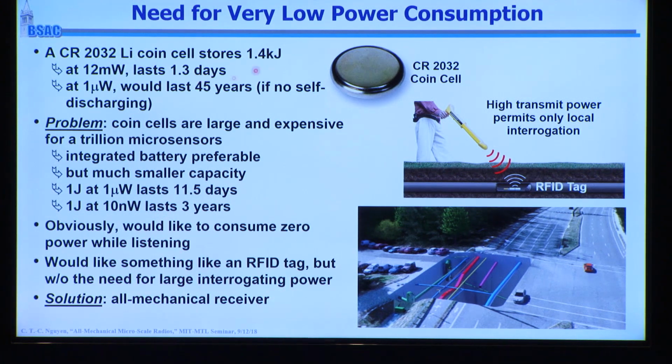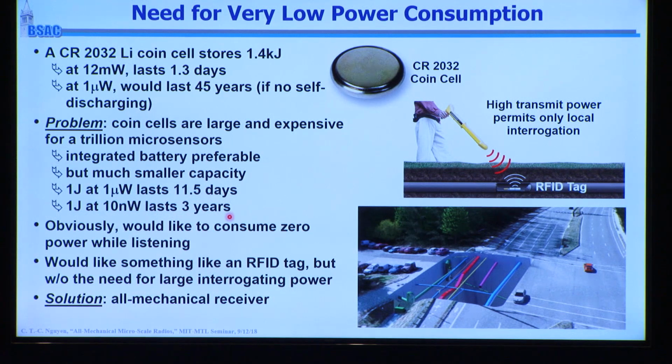The problem is, go to the store and buy this thing and see how much it costs and multiply that by a trillion. Right? If this is over $1, that's $1 trillion or more. This is a big problem here. So you can't afford to use a lithium coin cell for this type of application. You need to do something much smaller. Maybe an integrated battery is preferable with much smaller capacity. And maybe all you're going to get is 1 joule at the cost point that you want. So 1 joule at 1 microwatt lasts 11.5 days. If you can do everything at 10 nanowatts, that's 3 years.